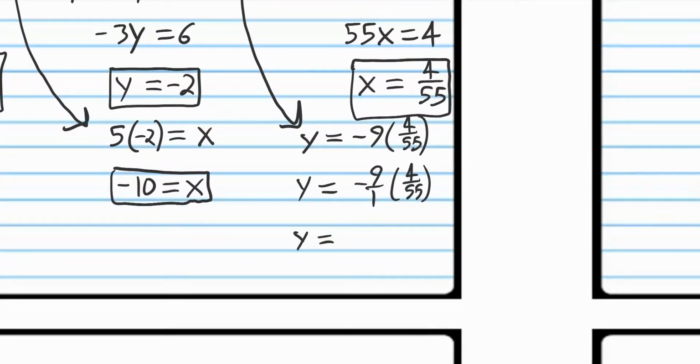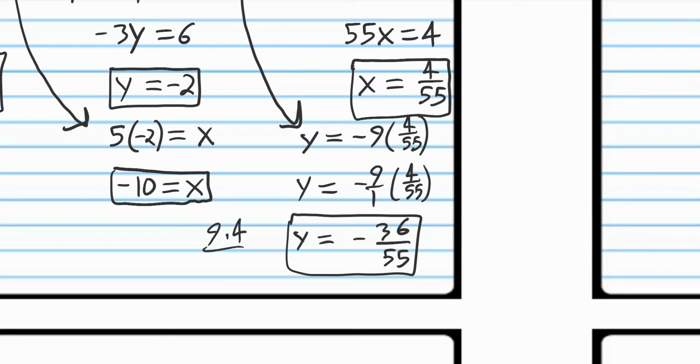So negative 9 times 4 is negative 36, and 1 times 55 is 55. So y is equal to negative 36 over 55, and that cannot be reduced. I know it can't be reduced because 9 and 4 and 55 is 5 times 11. There's no common factors here, so we can't reduce that.